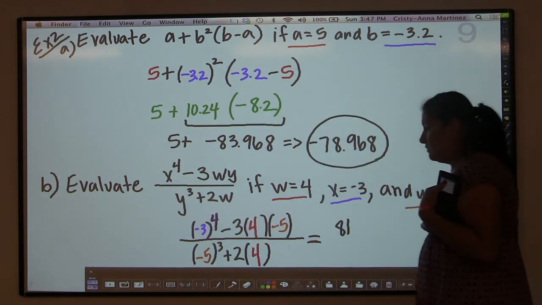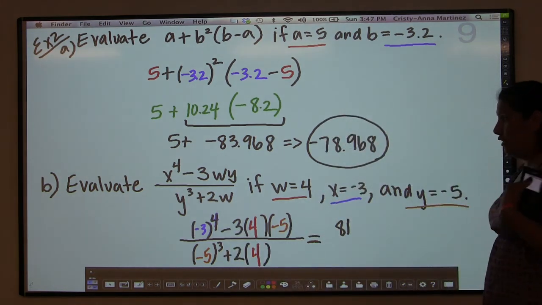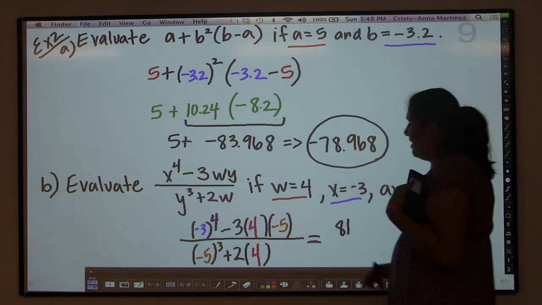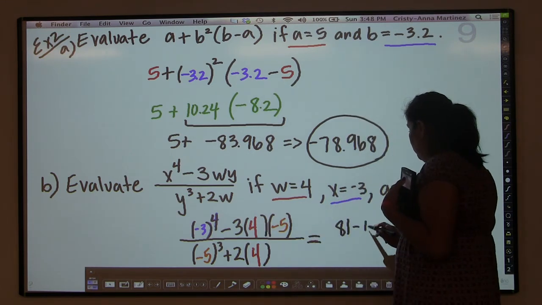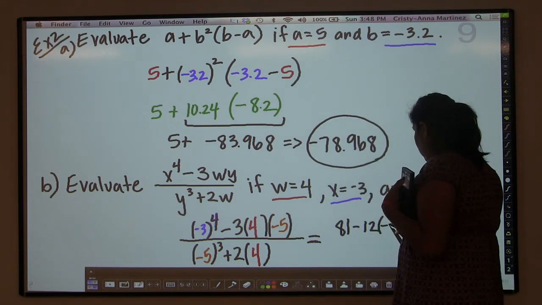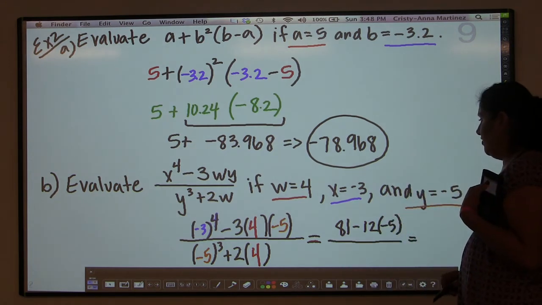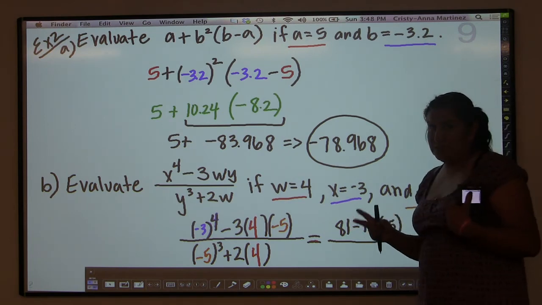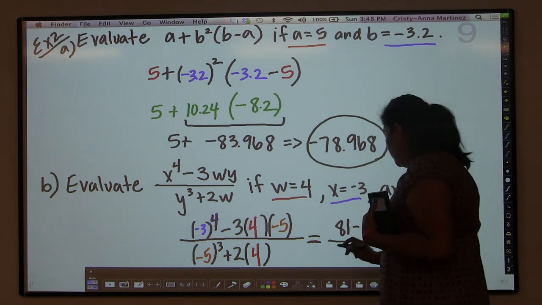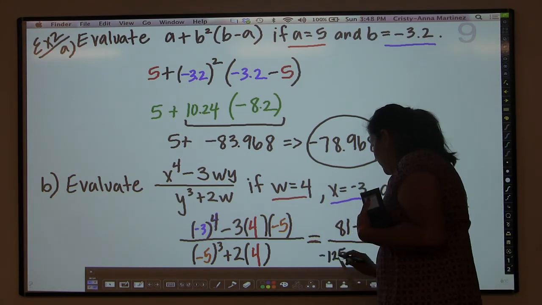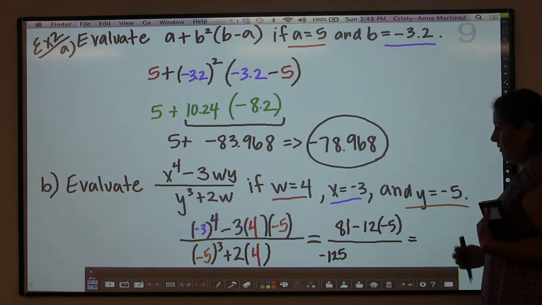Our next step is not subtraction, so don't try to subtract the 3 right now. Our next step is to do multiplication and or division from left to right. So we're going to have to multiply 3 times 4, which is 12, and then we still have the negative 5 there. On the bottom, we have negative 5 times negative 5, which is positive 25, and then positive 25 times negative 5 is negative 125. And again, if you have a negative and it's an odd power, you're going to end up with a negative 125 as opposed to a positive 125.